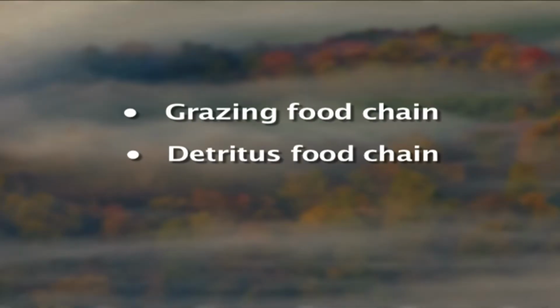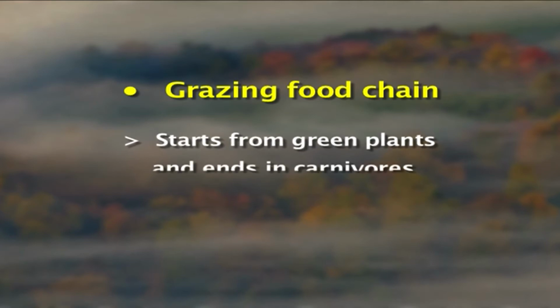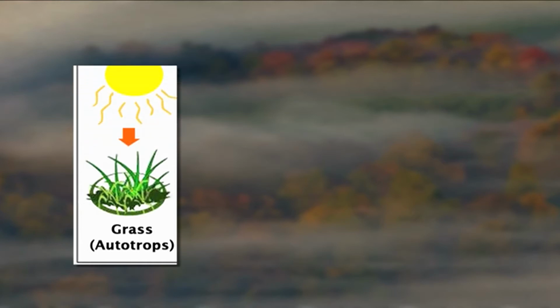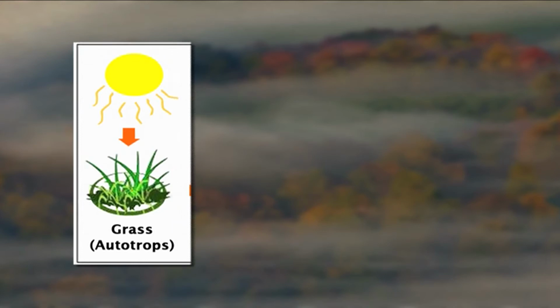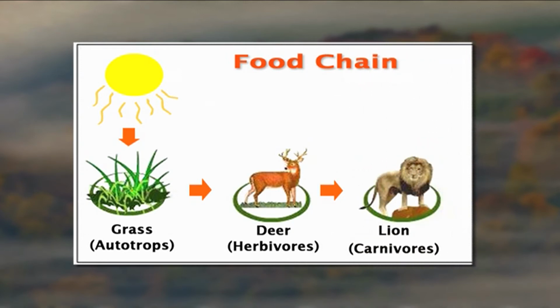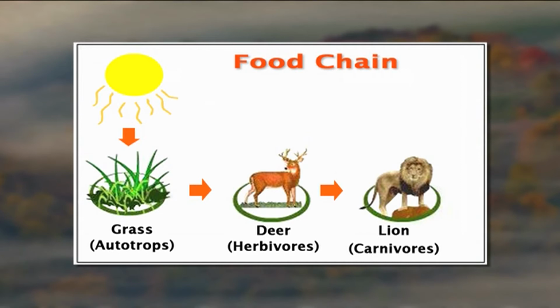The food chains are of two types, namely grazing food chain and detritus food chain. Now first, the grazing food chain. The grazing food chain starts from green plants and ends in carnivores. This type of food chain begins from autotroph plants which synthesize organic food by capturing the energy from solar radiation. The green plants are then eaten by herbivores which in turn are eaten by carnivores. Most of the ecosystems in nature follow this type of food chain.